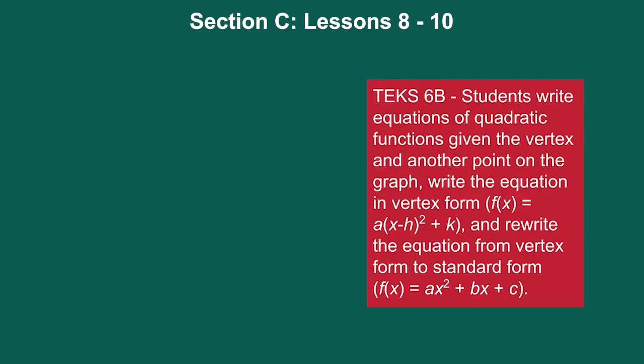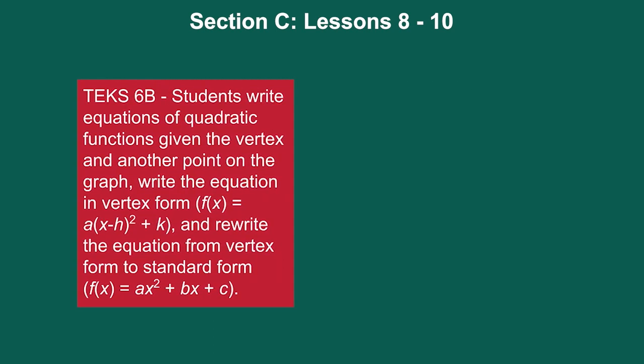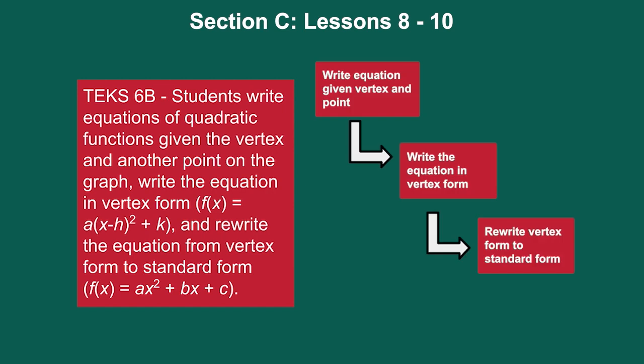Also notice that these lessons focus on the supporting standard 6b, where students are expected to write a quadratic function when the vertex and another point on the graph is given. Since 6b is a supporting standard, be sure to emphasize the connections between the different forms of the equations and what it can tell you about the key components of the graph.